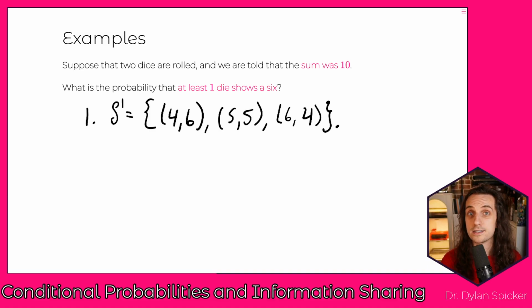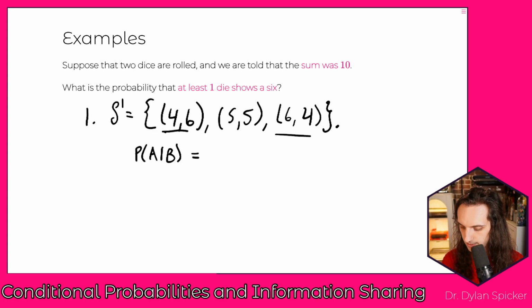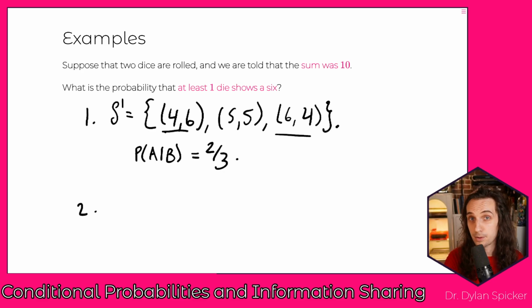We want to know what is the probability that at least one of them is showing a 6, and so we can get a 4 and a 6, or a 6 and a 4. And so the probability of A given B in this case has to be 2 out of 3. Right? We have our reduced sample space here. 2 of the 3 options show at least 1 six. Now, how else might we have done this?